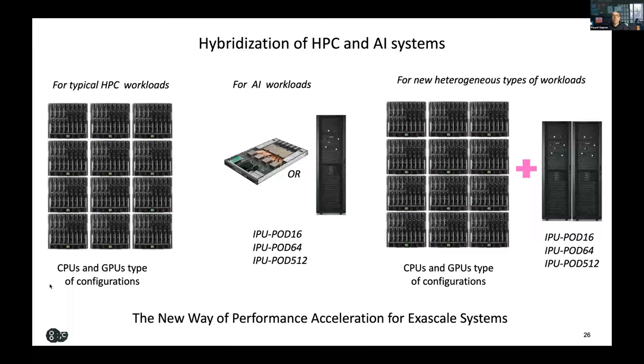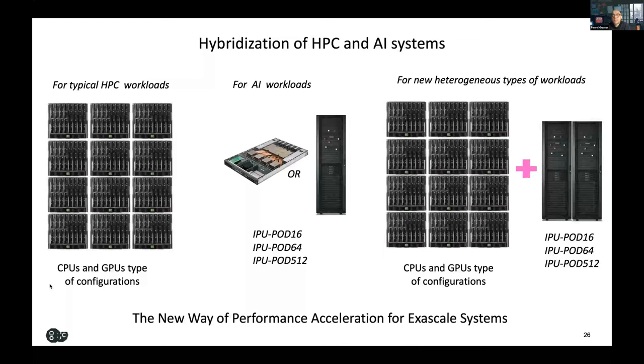So we believe that our typical HPC workloads, which run today on some heterogeneous type of architecture, the combination of CPU and GPU, will stay where they are. Of course, some workloads which are typical AI and are not connected to typical HPC simulation, like natural language processing, etc., will run on dedicated hardware. Hopefully it is going to be the GraphCore IPU Pod 16, 64, 512, or the 64,000 IPUs.